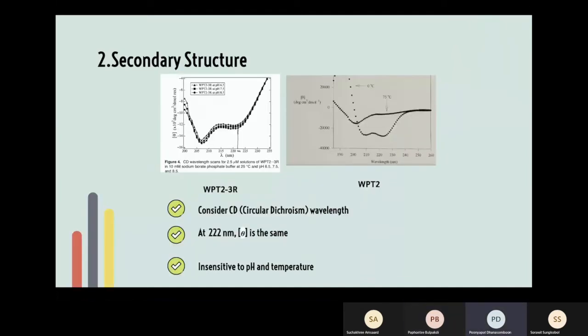Okay, next slide. Next, we will check the secondary structure. We check whether there is any change in secondary structure between these 2 proteins, and we use a technique called CD, or circular dichroism, that was mentioned above. You see the result from the graph between the 2 proteins at 222 nanometer wavelength. You see that the residual molar ellipticity hasn't changed, so you can conclude that the secondary structure is the same. And moreover, both of them are insensitive to pH and temperature.